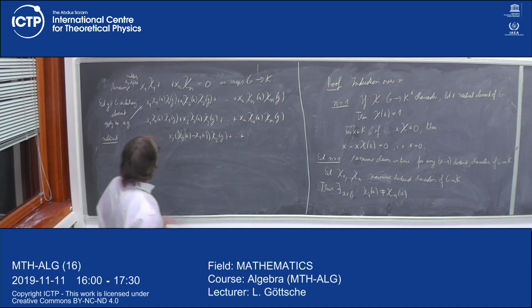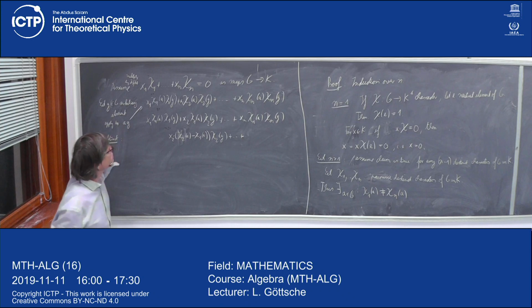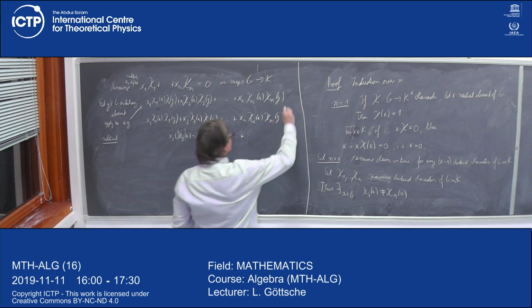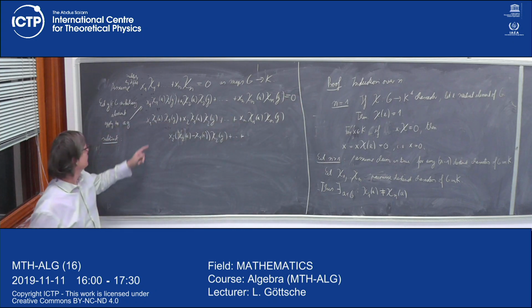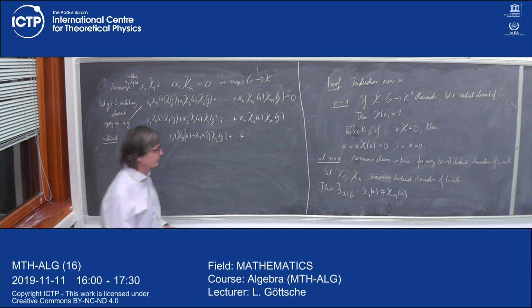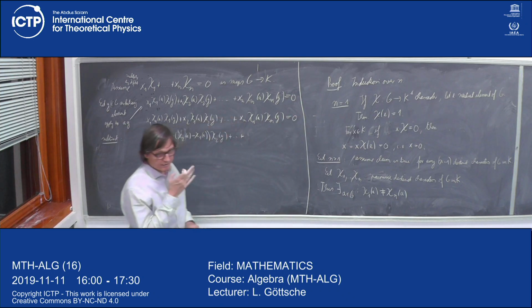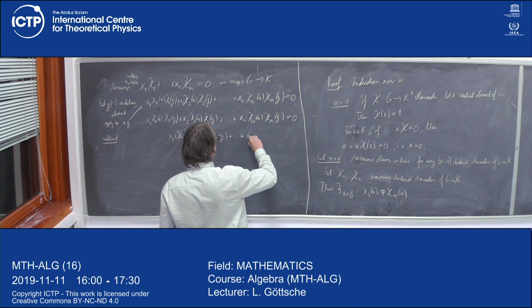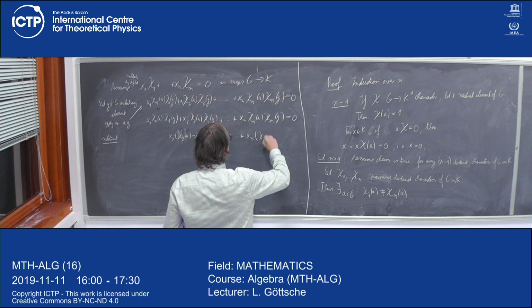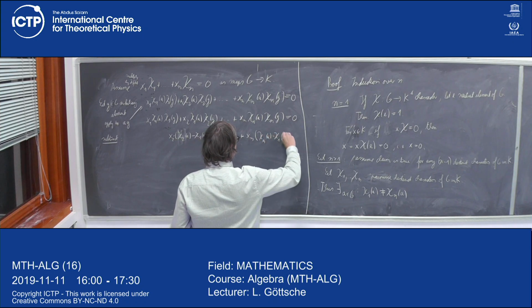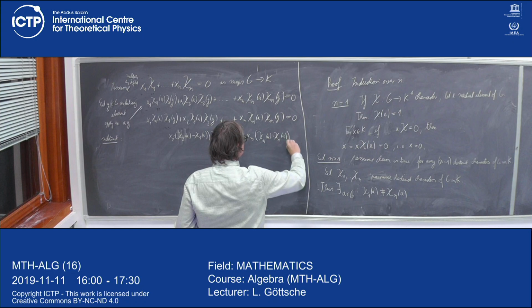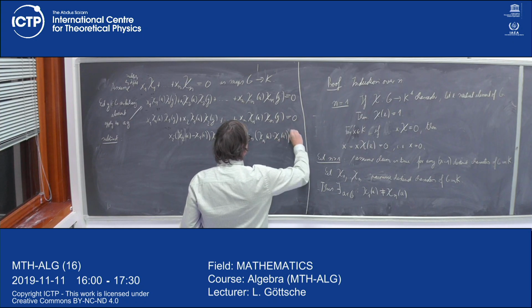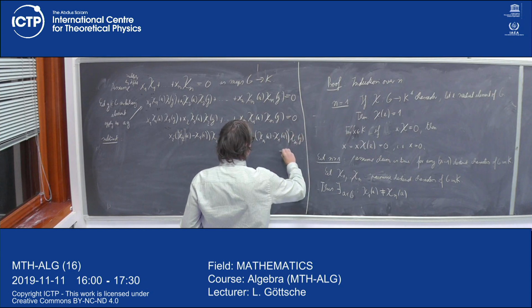I forgot to write something important. This sum was 0. If I apply it to this element, it's still 0. And if I multiply 0 by chi1 of A, it's also 0. And if I take the difference of 0 from 0, it's also 0. So this is xn times chi n of A minus chi1 of A, times chi n of G, and this is equal to 0.